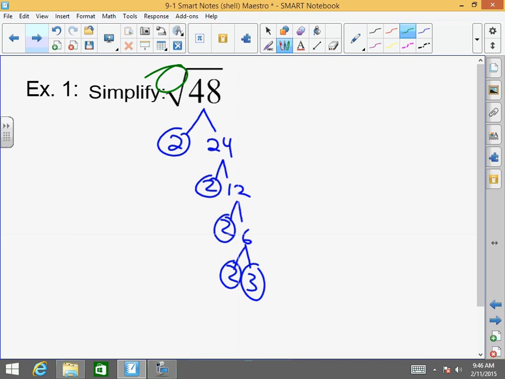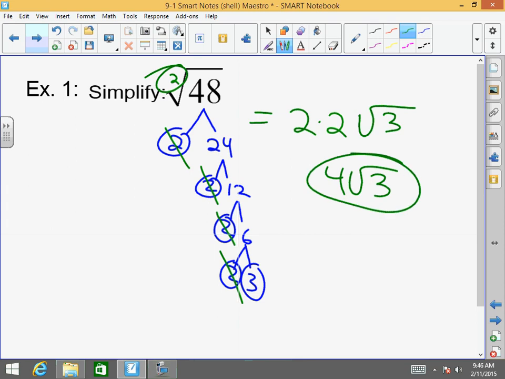So since there's an invisible 2 here, I need a set of 2 of the same number to pull one out. So a 2 and a 2 comes out as a 2. A 2 and a 2 comes out as a 2. There's no other sets of 2s, so I'm left with a radical 3. 2 times 2 is 4, radical 3.